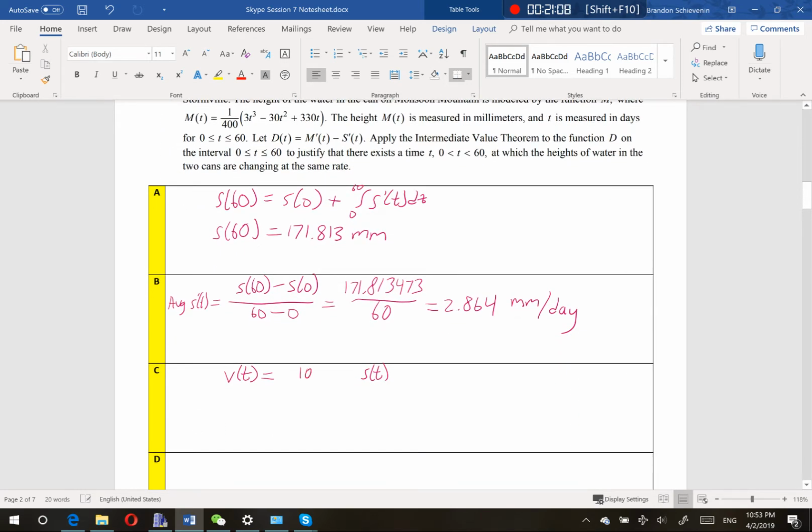So I've got 100 pi is my base. Will that base change as I go down the cylinder? No. Okay, the area of that base does not change as we go down the cylinder. So because it's a constant, our volume is really just this constant 100 pi times our s of t. What will happen when I derive our volume?